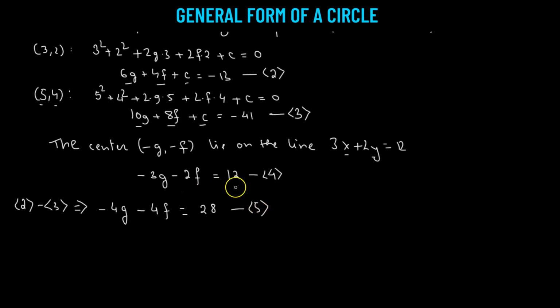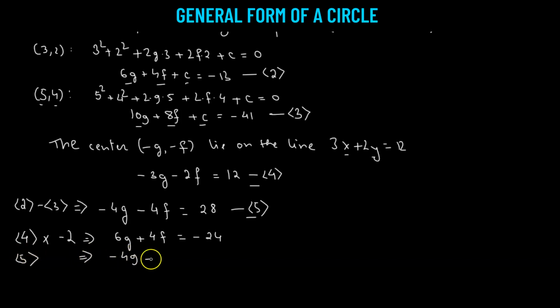Now we have equation 4 and equation 5, which contain only two parameters, g and f. So we can use these two equations to obtain the values of g and f. Let's do that. We'll take equation number 4 and multiply it by negative 2. So we get 6g plus 4f equals negative 24. Then we'll keep equation 5 as it is, that's negative 4g minus 4f equals 28.